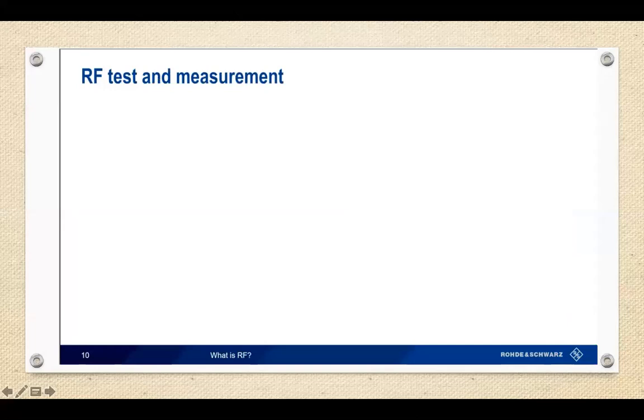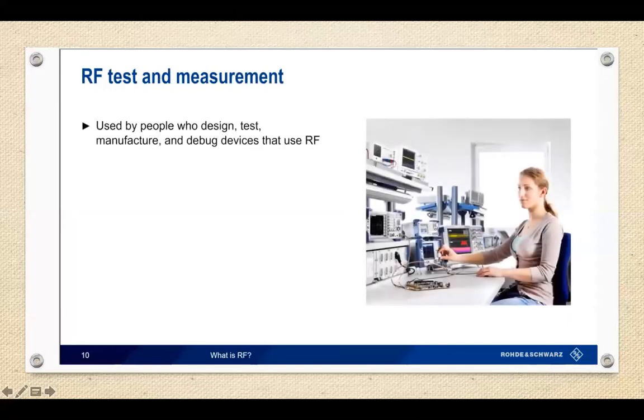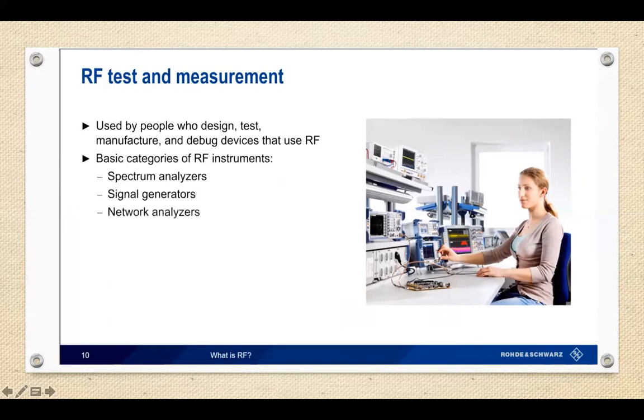Because human beings can't normally sense radio frequency energy, RF test and measurement equipment is necessary for the design, test, manufacture, and debug of radio frequency devices. Every device that uses RF, from TVs and radios to Wi-Fi, cell phones, GPS, radar, etc., was created using RF test and measurement instruments. There are four basic categories of RF instruments, namely spectrum analyzers, signal generators, network analyzers, and power sensors, and we'll spend a few moments explaining what each of these instruments does.